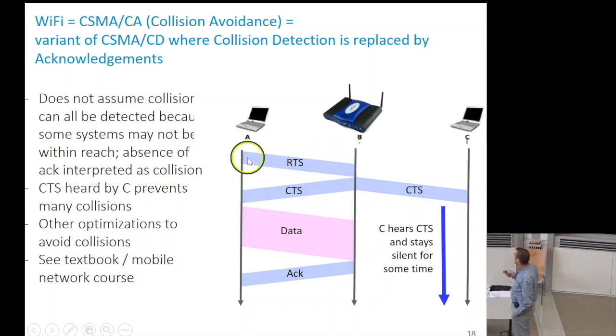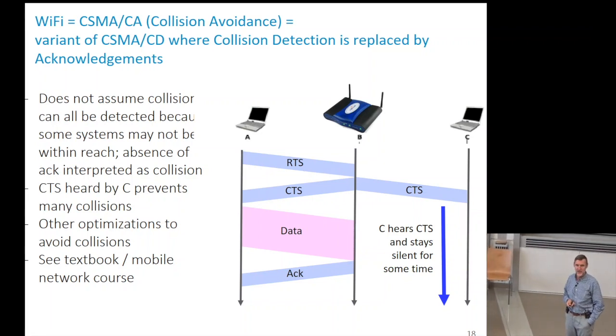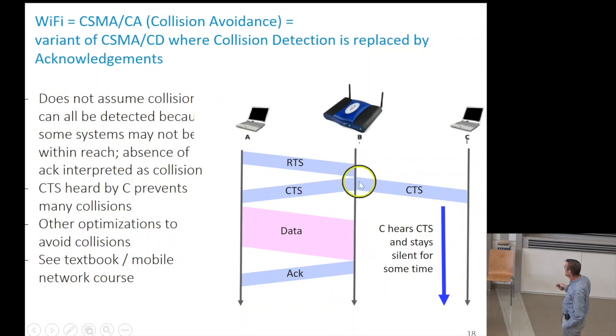Also, to mitigate the effect of this non-transitivity, which is called the hidden node, or hidden terminal problem of Wi-Fi, there is a small exchange of very short packets, which is called RTS-CTS. RTS stands for request to send, and CTS for clear to send. So before A sends a packet, it sends this request to send to the destination, and the destination responds with a broadcast CTS packet.